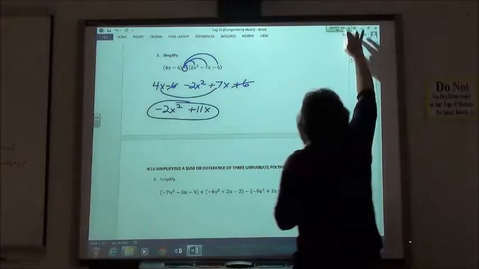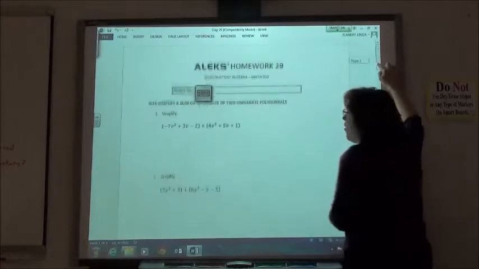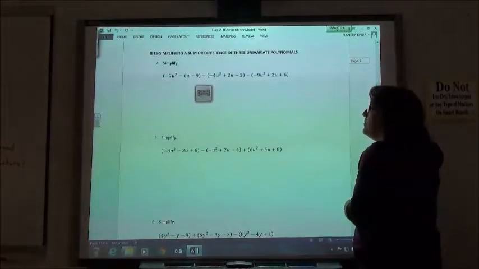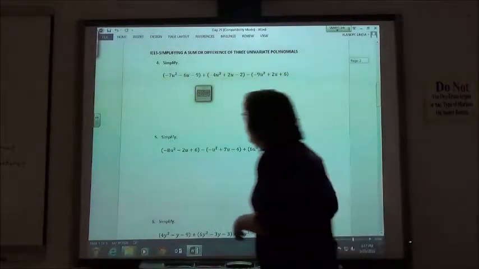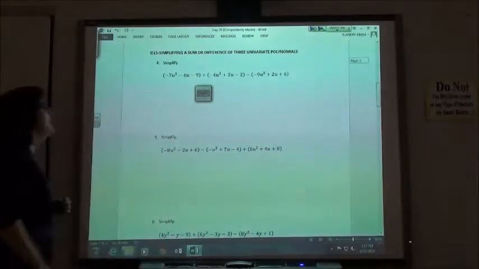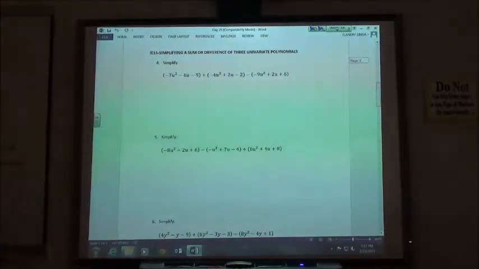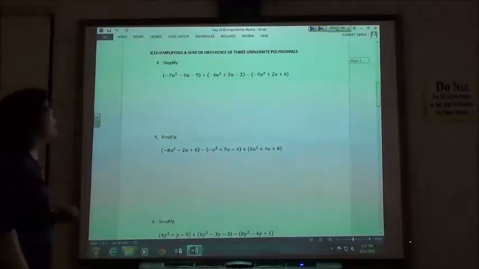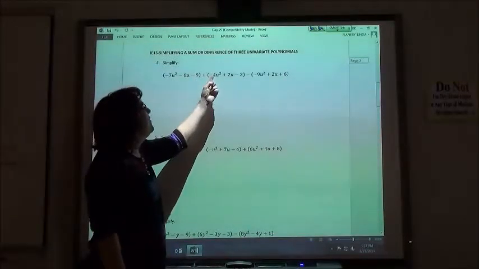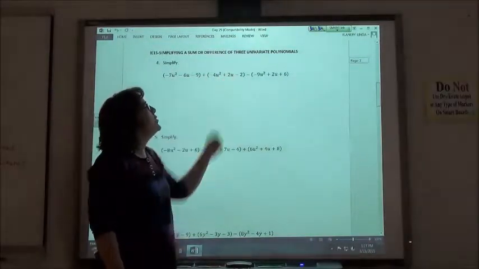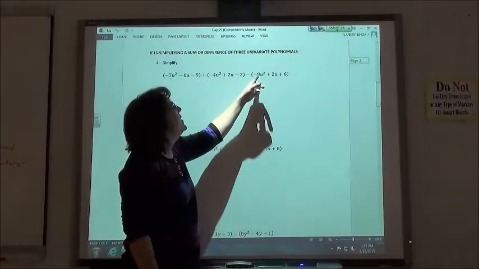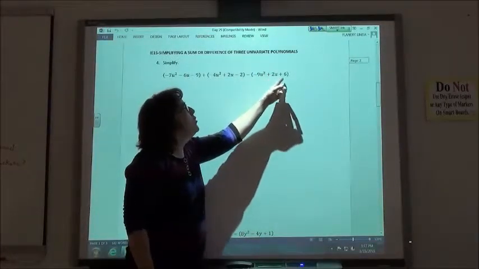Now 4, 5, and 6, we're doing the same thing, just making them a little longer. We're going to have both adding and subtracting in our problem. So it starts off with negative 7u squared minus 6u minus 9. We're going to add the negative 4u squared plus 2u minus 2, but then we're going to subtract the negative 9u squared plus 2u plus 6.